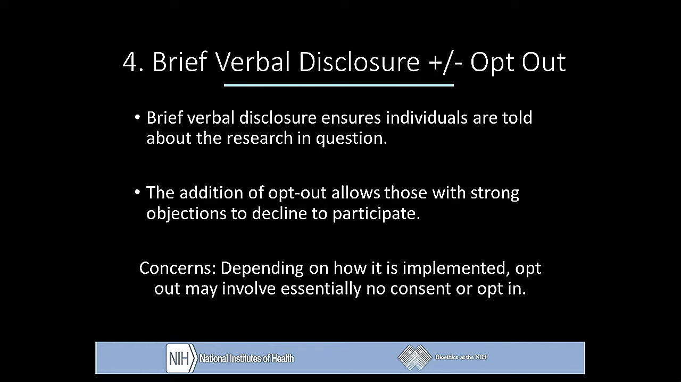So this is brief verbal disclosure, and you could have plus or minus opt-out. So at least you're telling them about the specific trial. I think that's a benefit over something like general notification. They're hearing something about the specific trial. And then if you have opt-out, as we heard an example earlier, then that person can decide if they don't want to be in the trial.